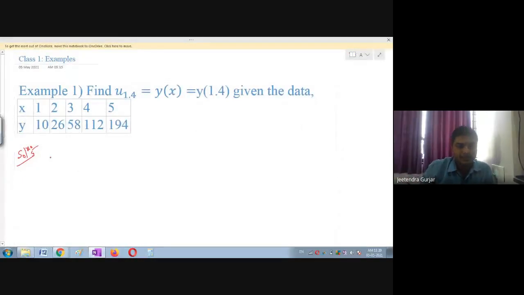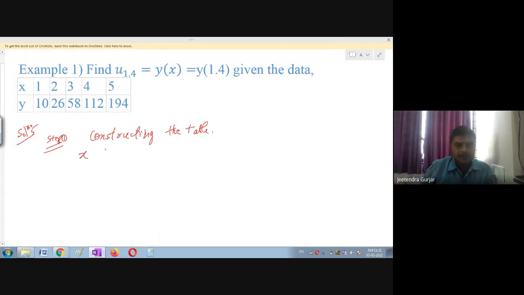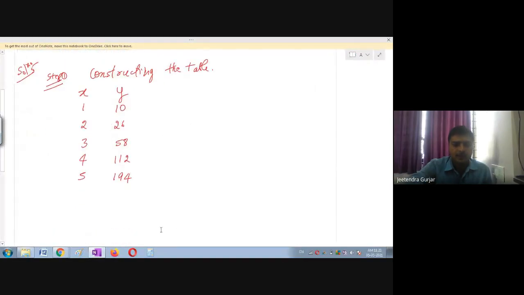So the first step, step 1: constructing the table. We'll construct the table first. I will write it like this. Here is the table. X is given and y is given. So we'll first write x as 1, 2, 3, 4, and 5. Here we have y as 10, 26, 58, 112, and 194. So we are going to construct this table by using the forward and backward difference.